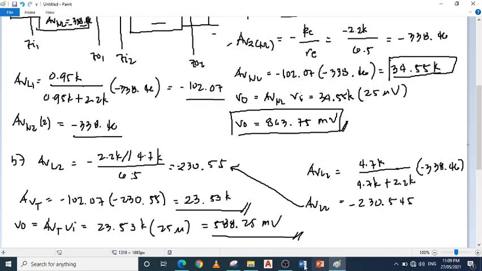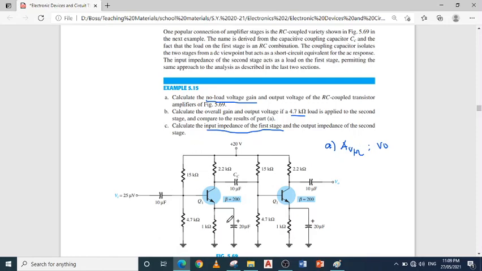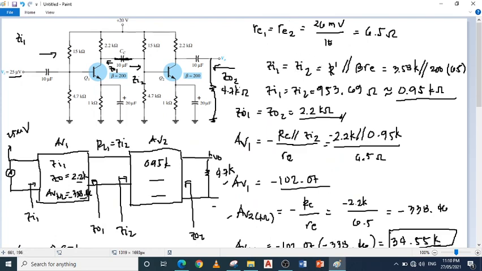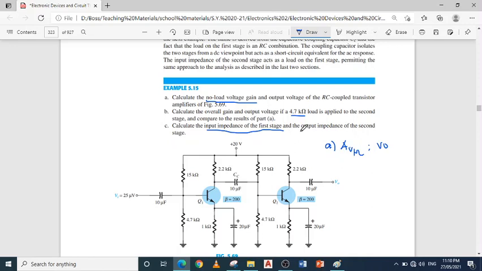So next naman is calculate the input impedance of the first stage. So we already calculated that one, di ba? So the input impedance of the first stage, so dito lang, di ba? So yung input impedance is this one. So yung ZI1 natin is 0.95 kilo. For letter C, ZI1 is 0.95 kilo ohms.